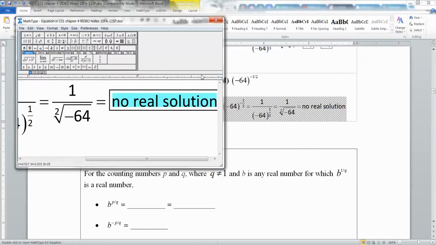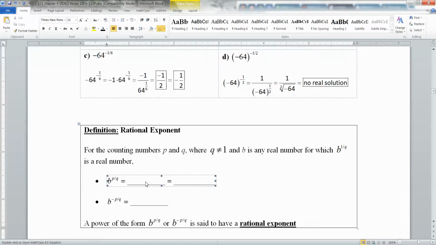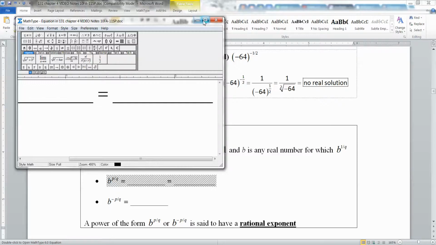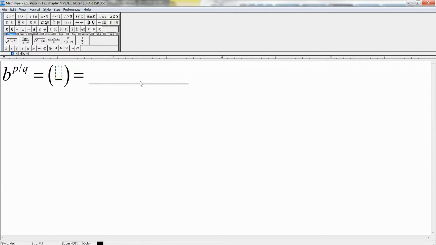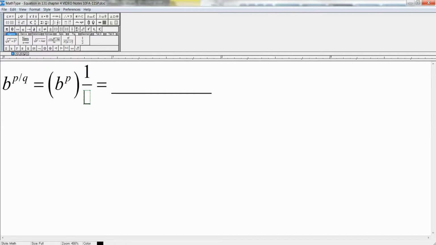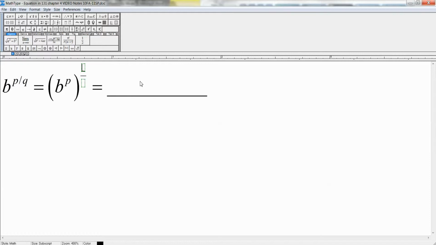b to the p over q can be written one of two ways. Let me write them both. You could write it as b to the p to the 1 over q, like that. I'm breaking it up. I'm saying, look, it's p over q. This is what it was written as, right?